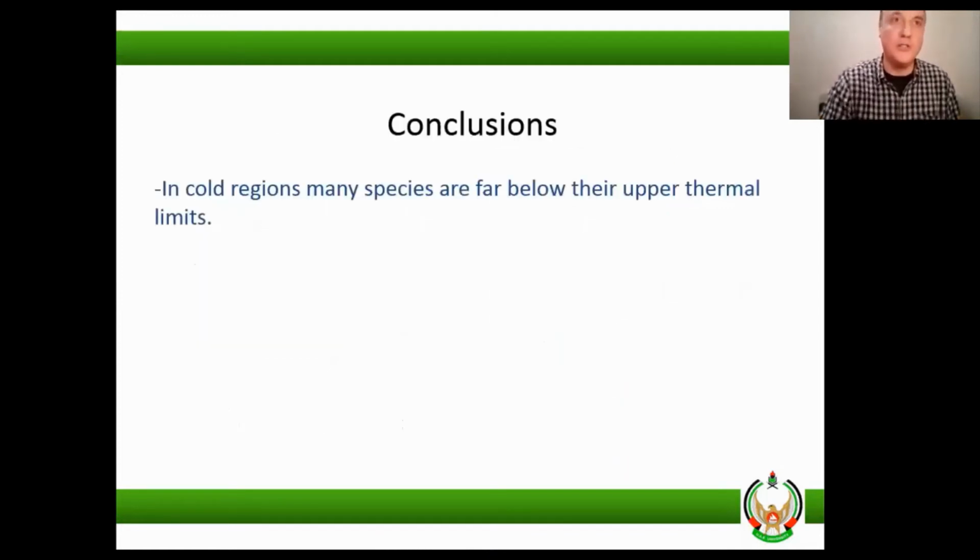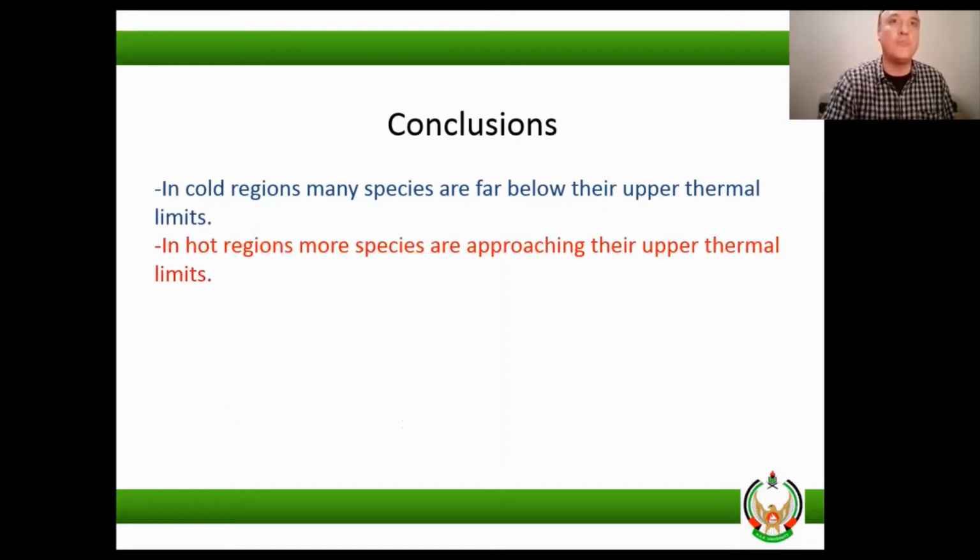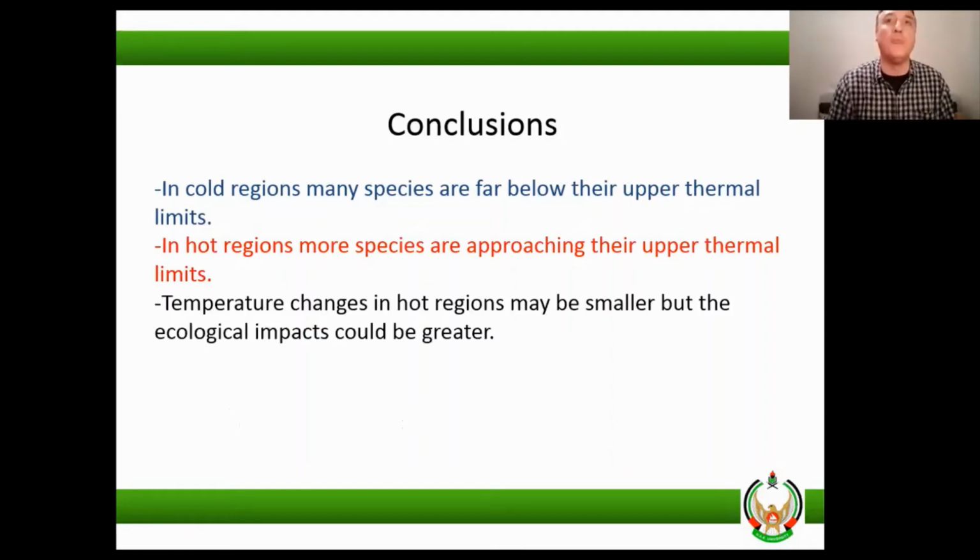So just to summarize, in cold regions, many species are far below their upper thermal limits, whereas in the hot regions, more species are approaching these upper thermal limits. And in many cases, they will be pushed over them if temperatures increase. So although it's true that the temperature changes in hot regions are smaller than the temperature changes in cold regions, it's quite possible that the ecological impacts could actually be much greater. So if we're interested in the biodiversity of Africa, whether it's North Africa, whether it's tropical Africa, whichever region of Africa, it's a hot continent.